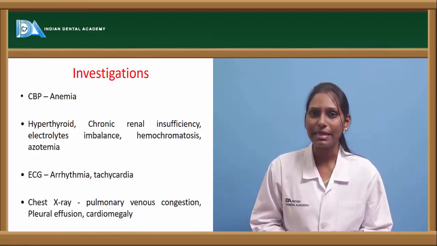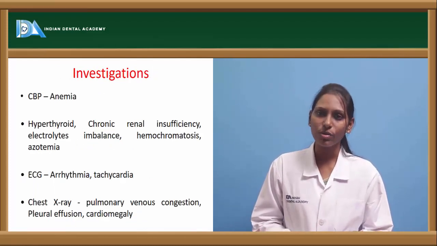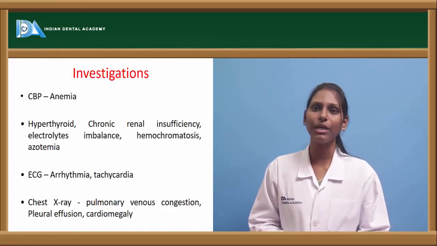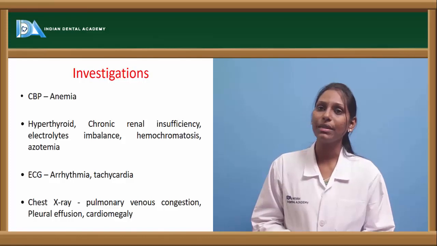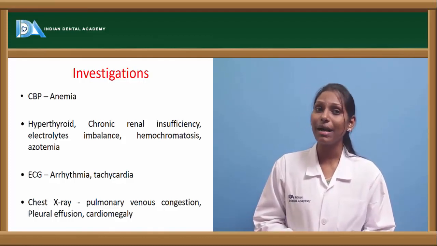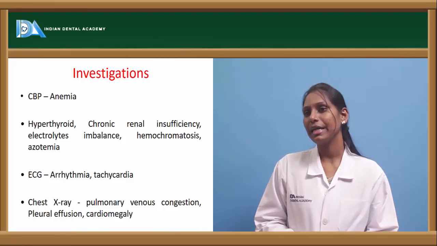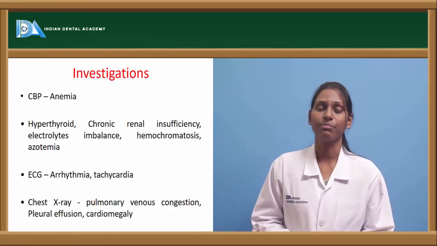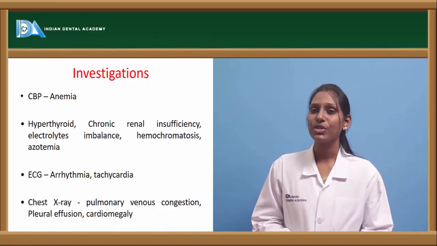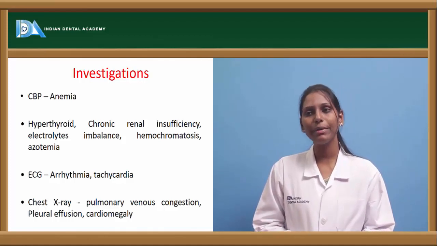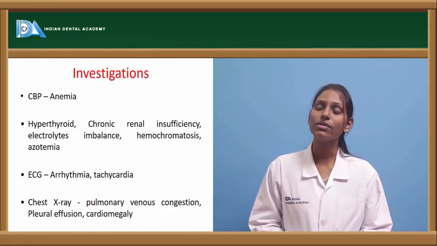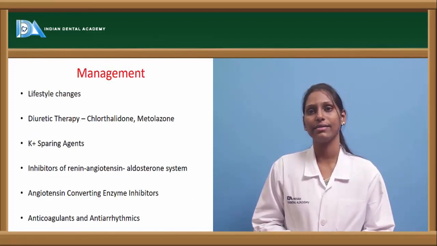So what are the investigations to diagnose CCF? First, complete blood picture reveals anemia. We also can see hyperthyroidism, chronic renal insufficiency, electrolyte imbalance, hemochromatosis and azotemia. ECG reveals arrhythmias and tachycardia. Chest X-ray will reveal pulmonary venous congestion, pleural effusion, and we also can see cardiomegaly in these cases.